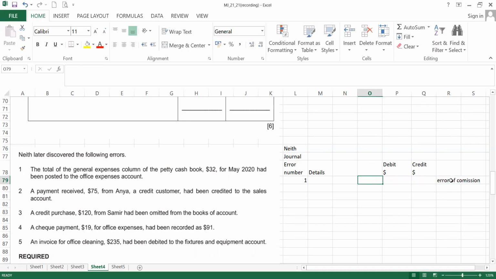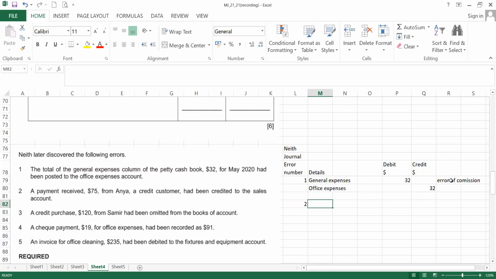So we just need to adjust the account. We have to put back the correct account. Put general expenses and reverse the office expenses. This is a wrong account, same class. So 32. Narrative not required, we don't need to write the reason.